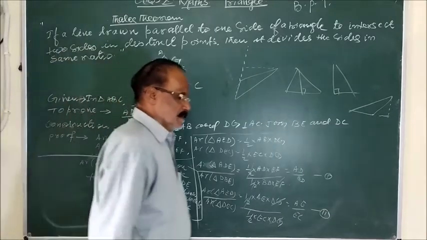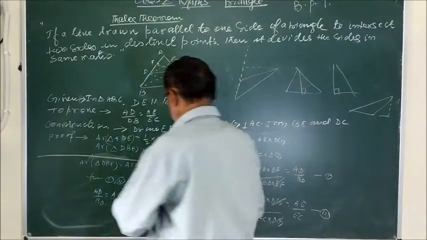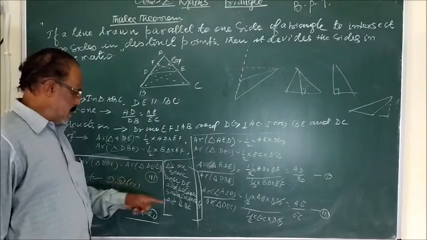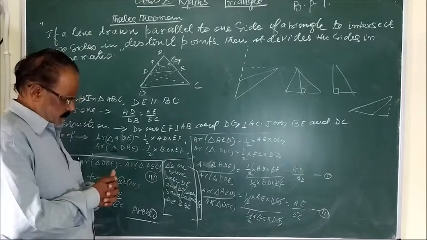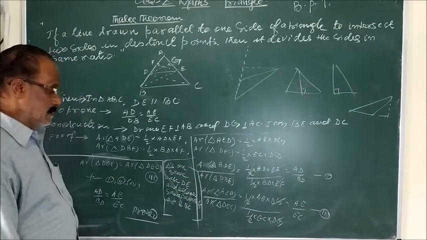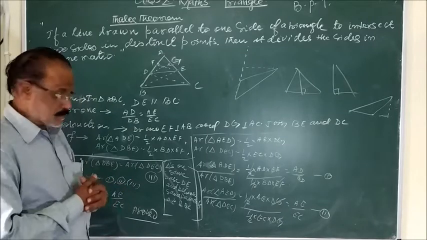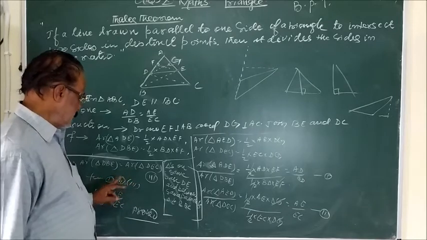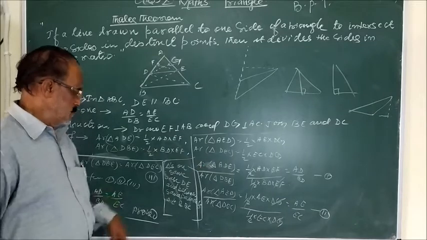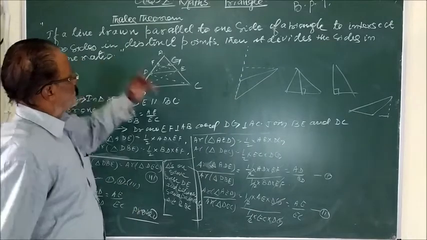In class 9, we have learned the theorem: triangles on the same base between the same parallels are equal in area, so their areas will be equal. So from first, second and third, what did you see? We have seen that the left sides become equal. And in the two equations, if the left side is equal, the right side is also equal. Therefore, from 1, 2 and 3, we have concluded that AD by DB is equal to AE by EC. That's all. This is the proof. So, this is Thales theorem.